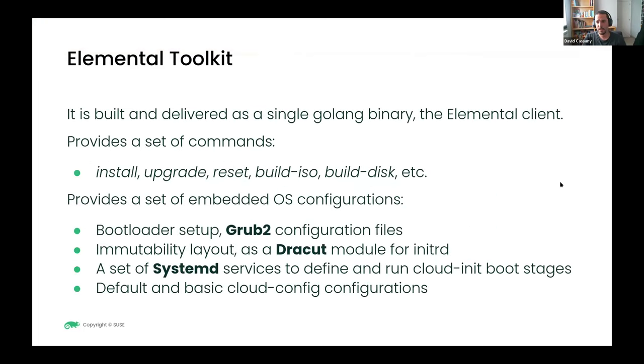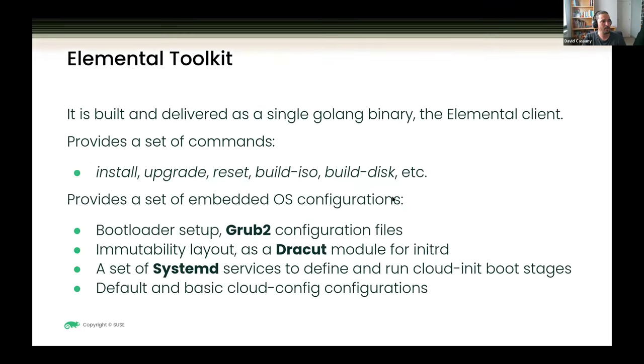So what is actually the Elemental toolkit? The Elemental toolkit is delivered and provided as a Golang binary. It's what we call the Elemental client. And this utility basically provides a set of commands to operate with OS container images. It is capable of installing images to disk or to a system. It's capable of upgrading an already running system with a new image, and of resetting it, so it can go back to a known state, as if it were a clean install.